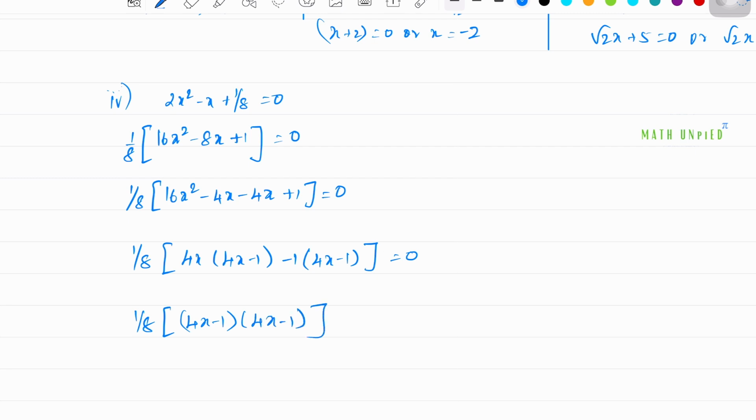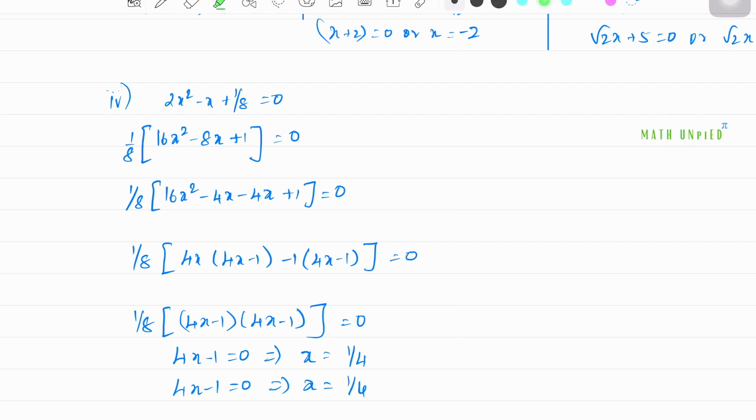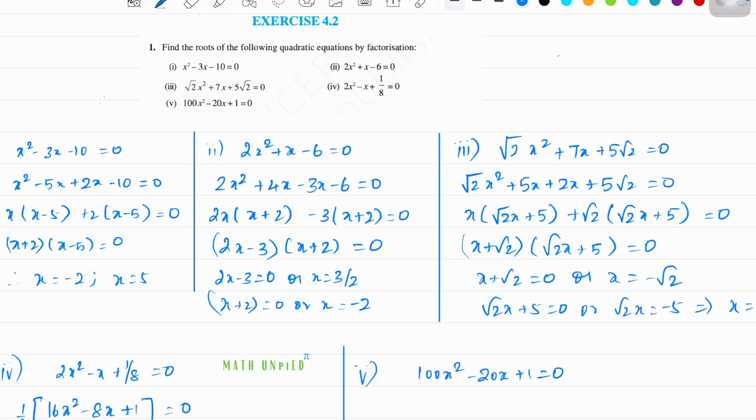So looking at this, it shows there are two equal roots. So let's find them. 4x minus 1 equals 0, which implies x equals 1 over 4. Similarly, for the other factor also, 4x minus 1 equals 0 implies x equals 1 over 4. So these are the two solutions. Now let's move on to the fifth one.